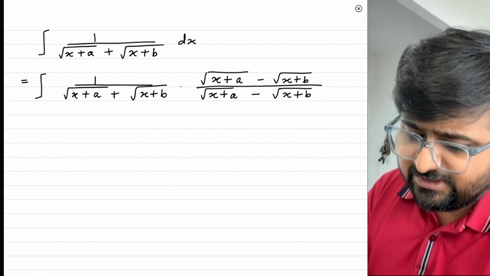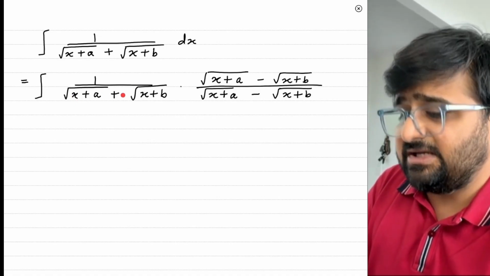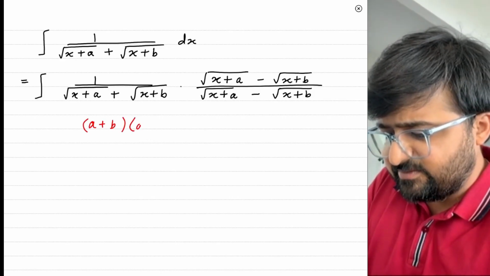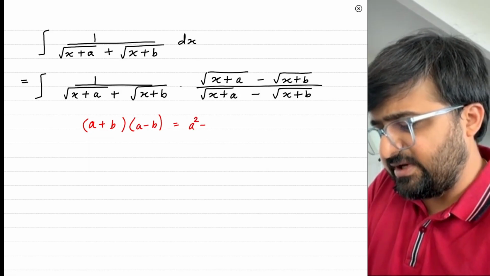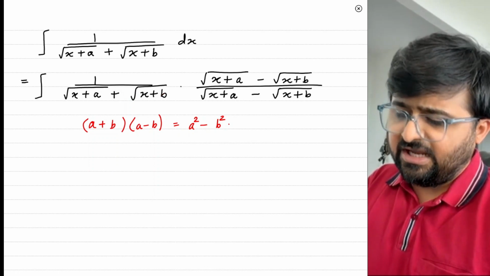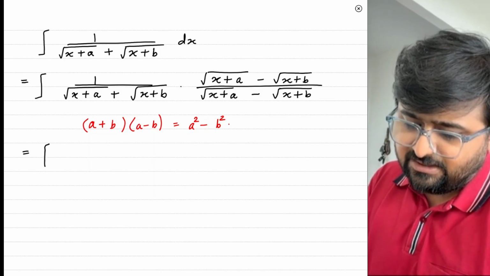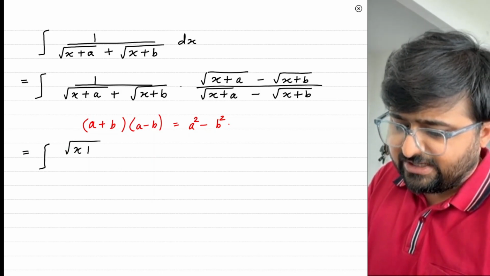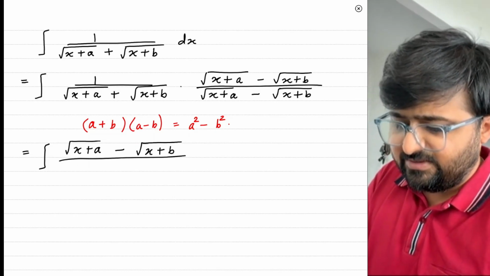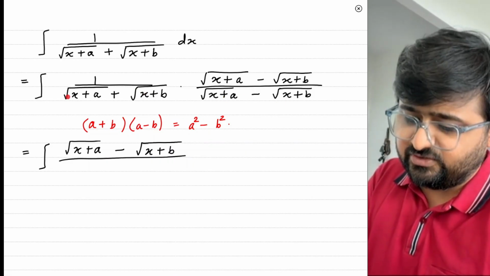You have to multiply and divide by the conjugate of this expression whenever you see a square root inside of an integral. After that, in the denominator, you can apply the formula: a plus b times a minus b is nothing but a square minus b square. In the numerator you'll just have this expression because this times 1 is the same thing. So you'll have the integration of square root of x plus a minus square root of x plus b, divided by a square minus b square.